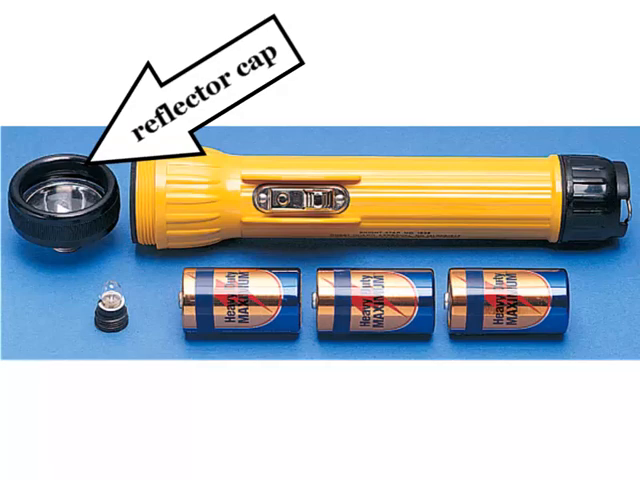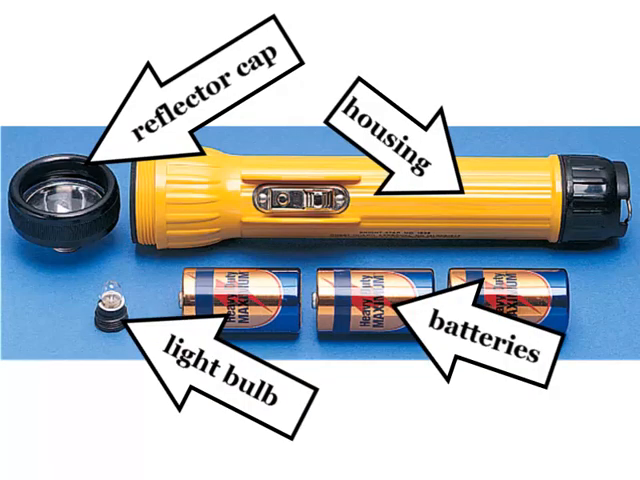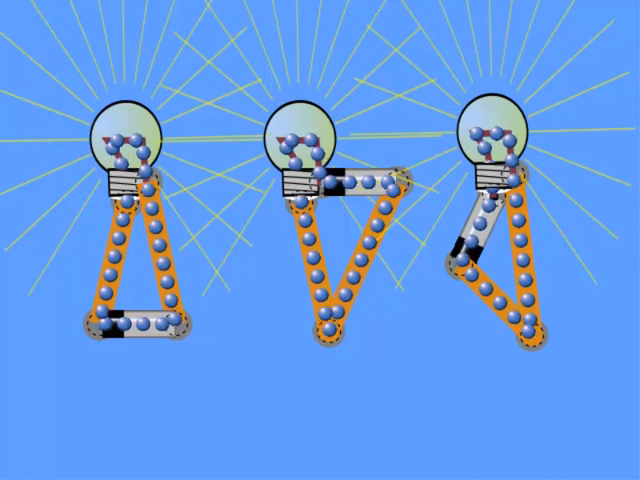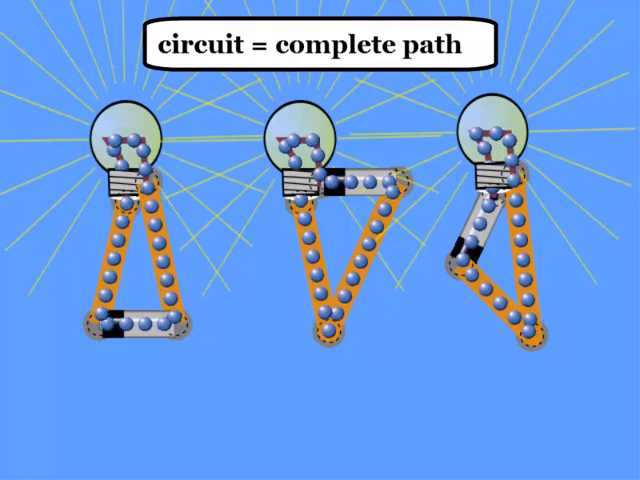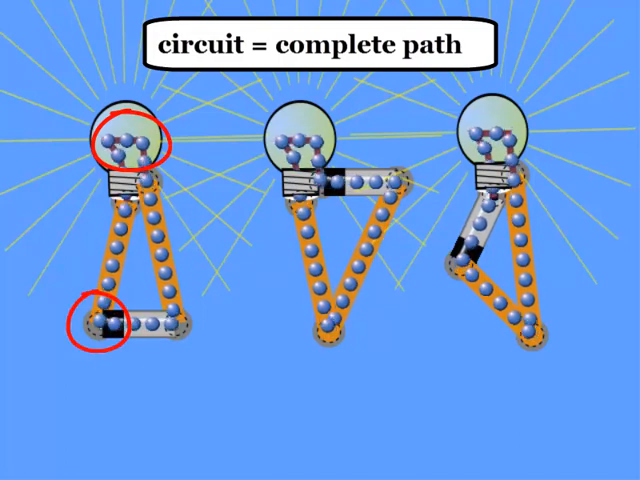A flashlight consists of a reflector cap, a light bulb, batteries, and a barrel-shaped housing with a switch. There are several ways to connect the battery and bulb from a flashlight so the bulb lights up. The important thing is there has to be a complete path or circuit that includes the bulb filament, runs from the positive terminal at the top of the battery, and runs to the negative terminal at the bottom of the battery.